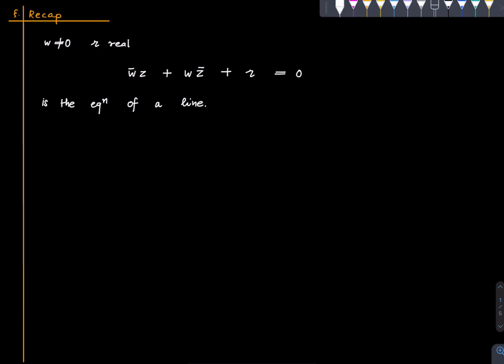Alright, so let us recall basically what we have seen so far in that context. So if w is non-zero and r is a real number, then the set of all the complex numbers z that satisfy this equation is a straight line.